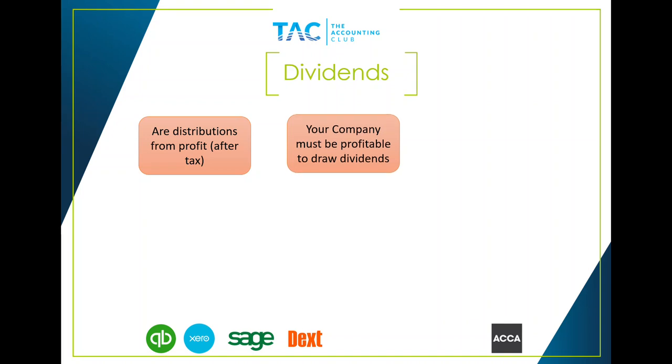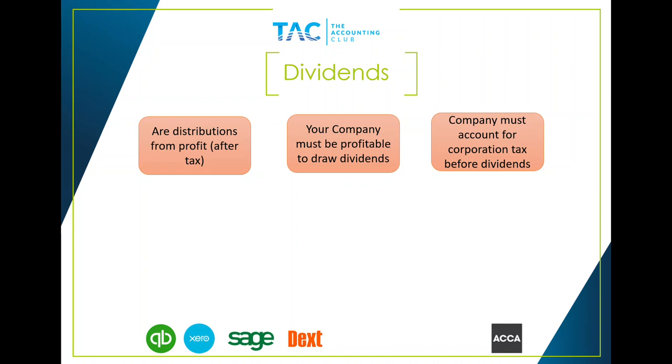Your company must be profitable to draw dividends. If your company has made a loss, then you cannot take dividends, and any dividend taken from a loss-making company will be deemed illegal dividends. Your company must account for corporation tax before dividends. You don't need to have paid corporation tax before you take dividends, but you need to account for it. You need to provide for it.